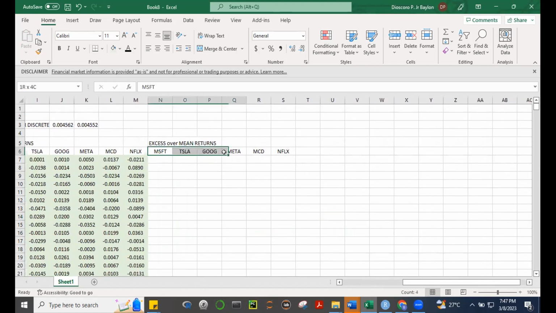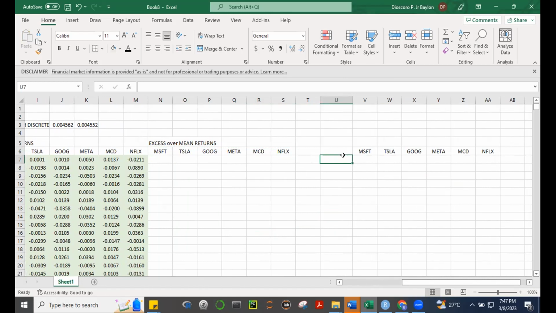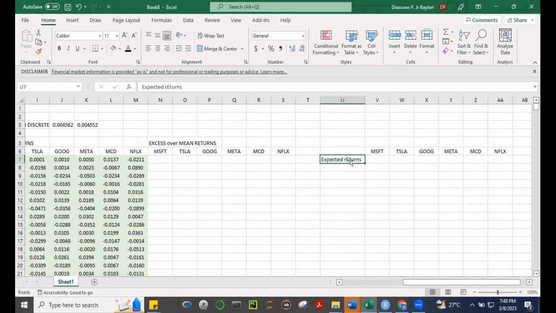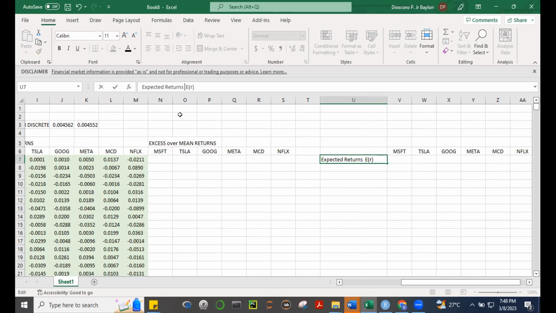Okay, so let's do that here. Let me copy this, Control C and Control V. Okay, so let's call this expected returns, and it should be E of R. Okay. Pangit ng baka parang minus. Yun lang. And expected returns. All right.